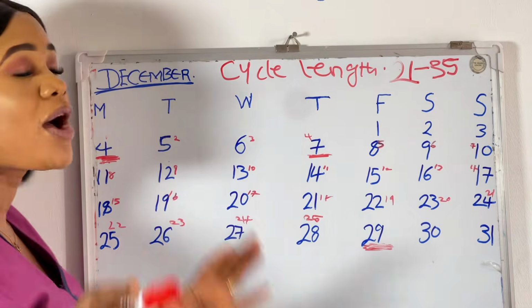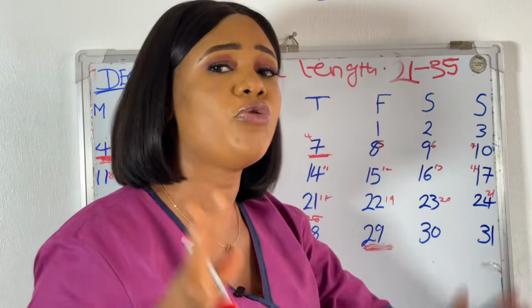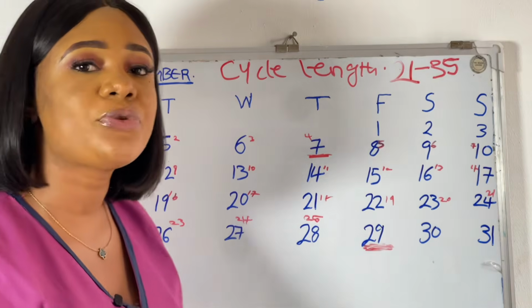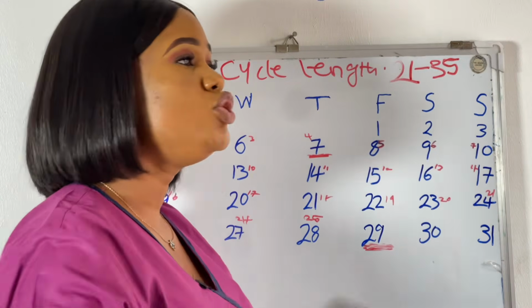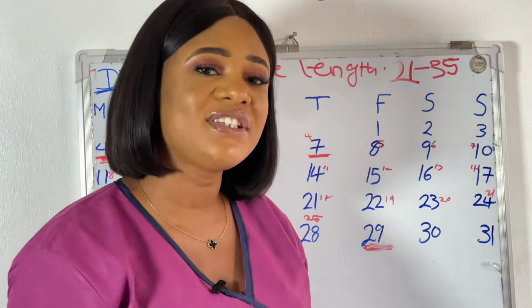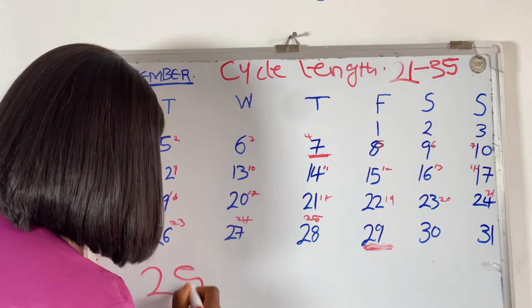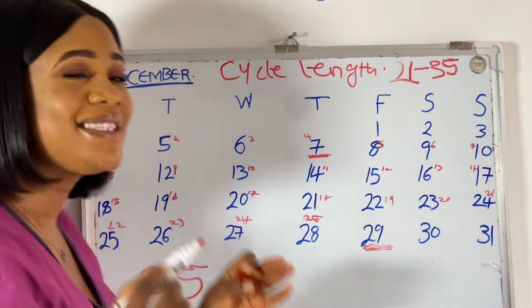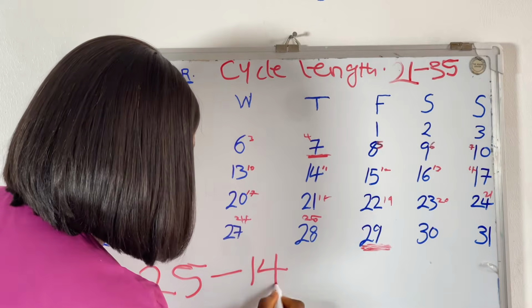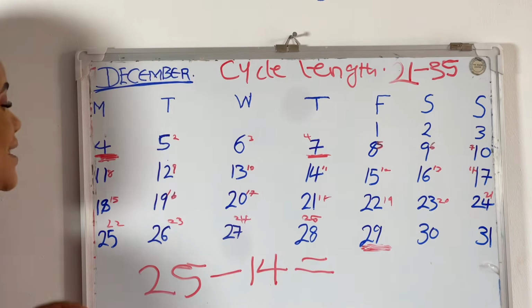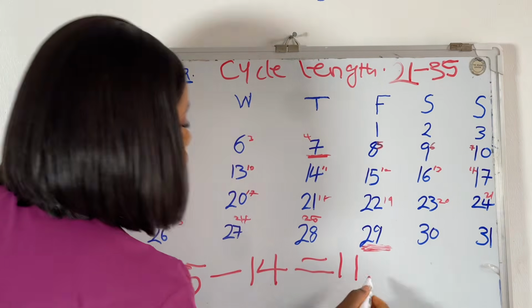Now, in order to calculate the day I'm likely to be ovulating, we normally subtract 14 days from the number of days of your cycle length. Remember that I have a 25-day cycle length, so I'll be subtracting 14 days from my 25. If I subtract 14 from 25, I'm going to have 11.